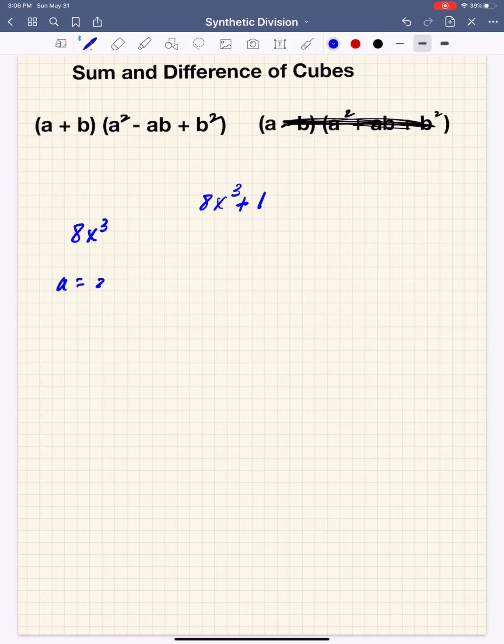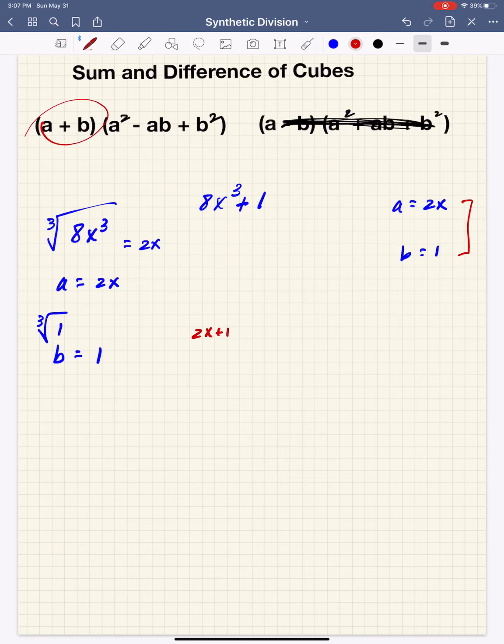So the a value here is going to be 2x, and that's because the cube root of 8x to the third is 2x. And for the b value, the b value here is 1. So the cube root of 1 really is just 1, right? So we're just going to say a is 2x and b is 1, and we're going to do the same exact thing we've been doing. First thing you're going to do is add them together. So here we're going to add them together, and you're going to get 2x plus 1.